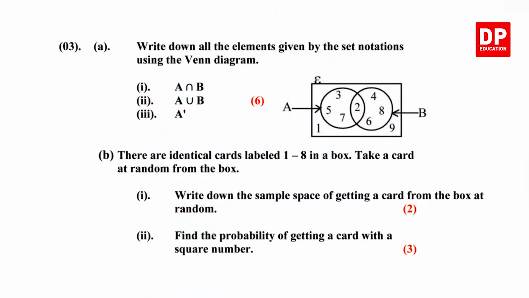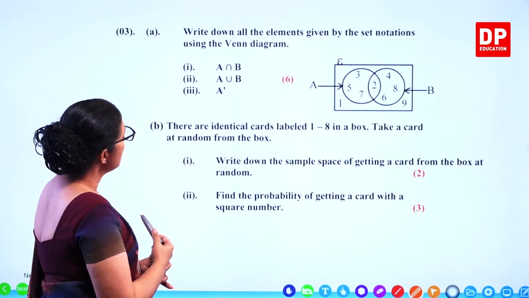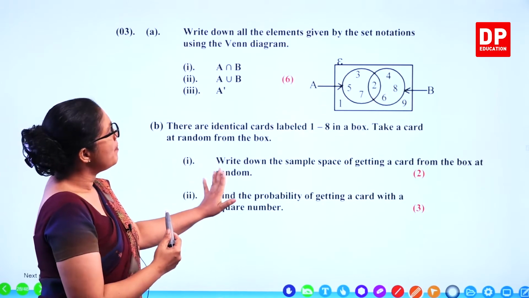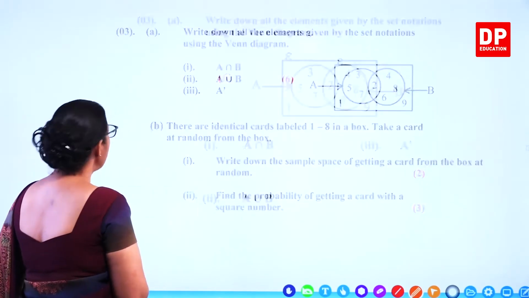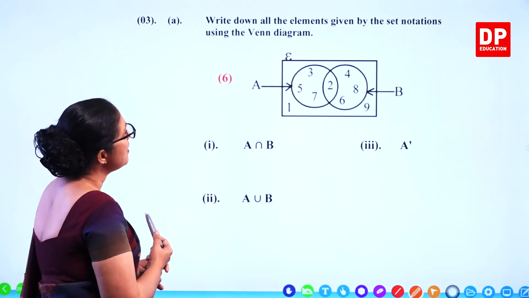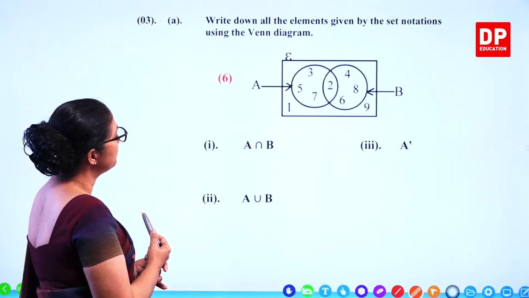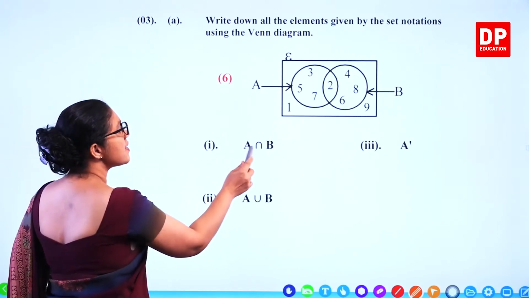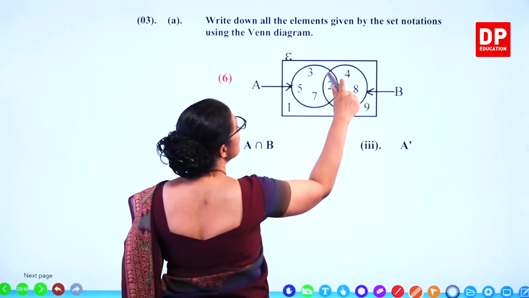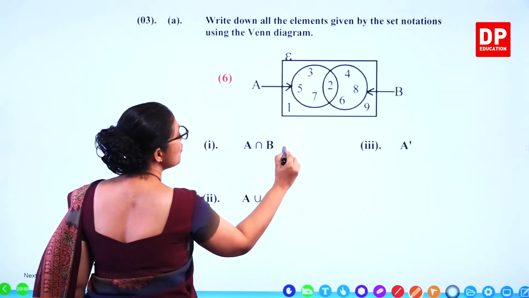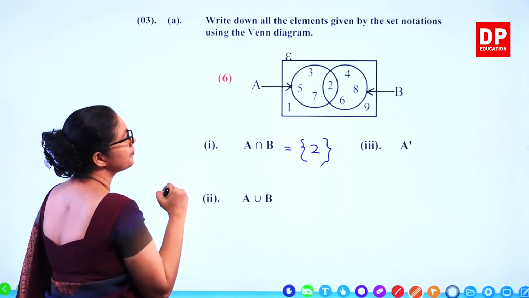Question number 3. Write down all the elements given by set notation. These are all about probability and set notation. So we'll do them separately. Write down all the elements given by the set notation using the Venn diagram. A intersection B. That means common for both A and B. So that means this region. So you can write 2 is an element there.